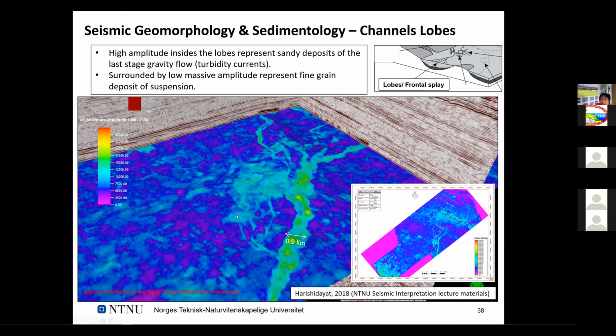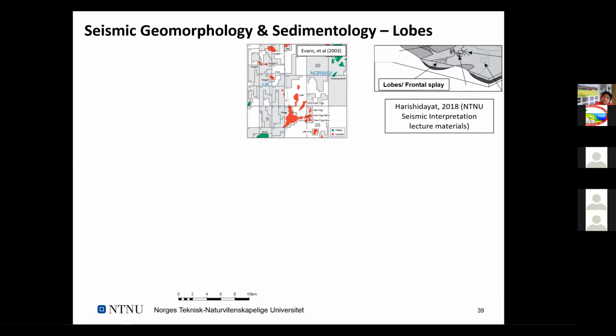I also want to give you another example of lobes from the Norwegian North Sea, which is quite a famous field called the Frigg field. If you look at this red color, it represents the gas field, and the area of this red color represents the lobe dimension, this one.